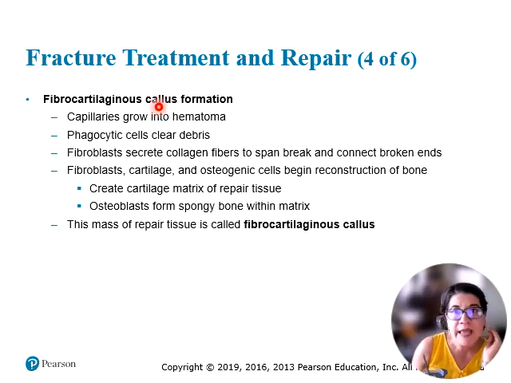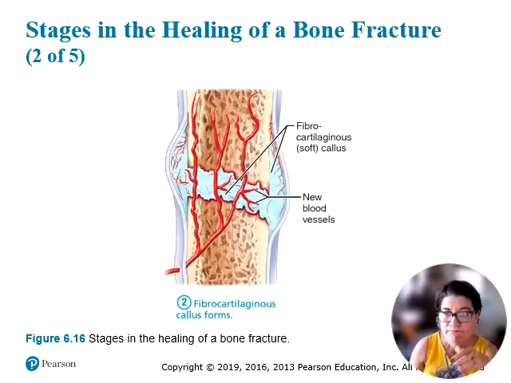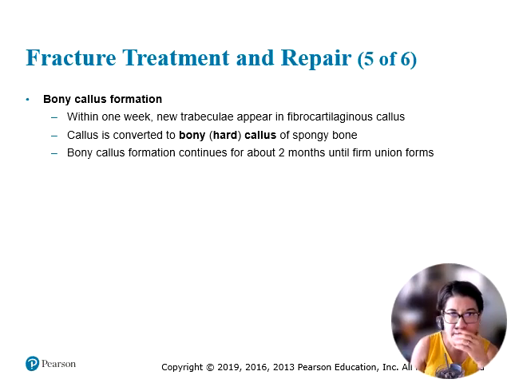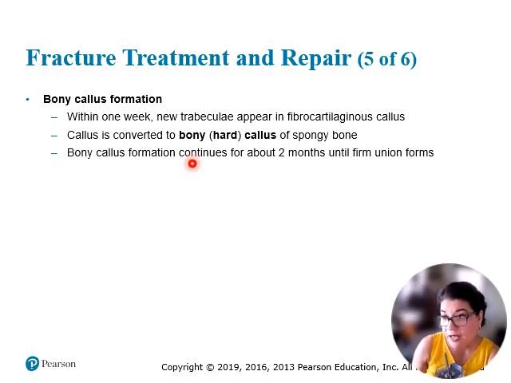Then you're going to make a fibrocartilaginous callus. So you're growing capillaries from the hematoma. You're having phagocytic cells clearing the debris. And then you're going to start making collagen fibers in a matrix. That's going to start to form a little cartilage area, like a clump of cartilage. Oops, I skipped it, but you can look at that. I think I have a picture of all 4 in a little bit. Then you're going to form a bony callus, and some of that cartilage tissue is going to be ossified. That takes a while. This is why you're in a cast so long.